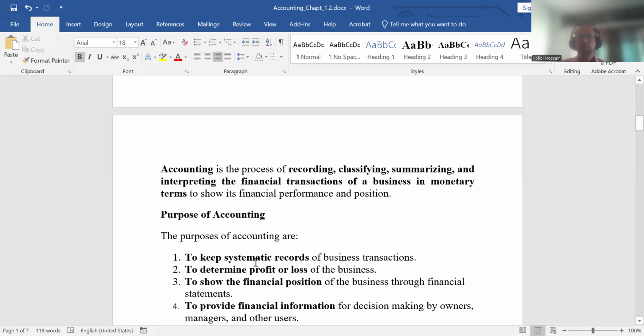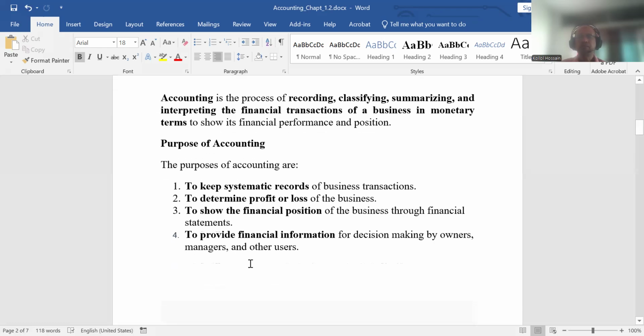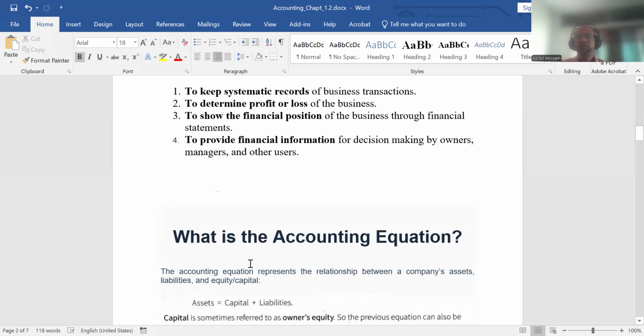Accounting is the process of recording, classifying, summarizing, and interpreting the financial transactions of a business in monetary terms to show its financial performance and position. The purpose of accounting: to keep systematic records of business transactions, to determine the profit or loss of the business, to show the financial position of the business through financial statements, and to provide financial information for decision making by owners, managers, and other stakeholders or users.